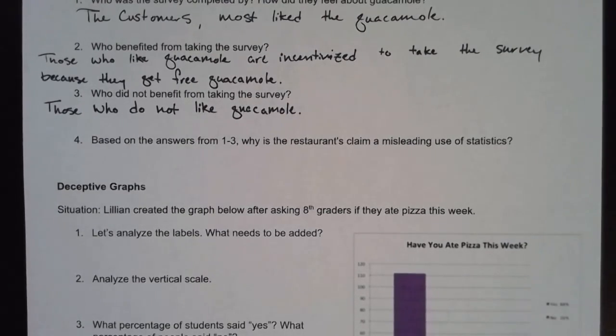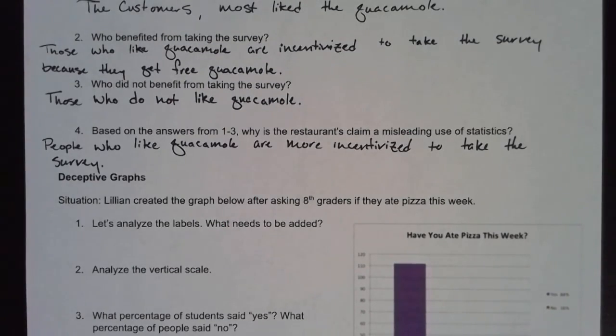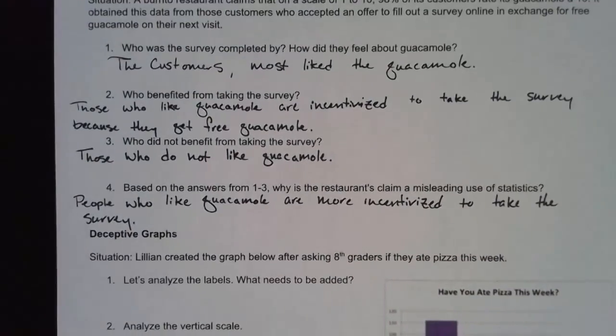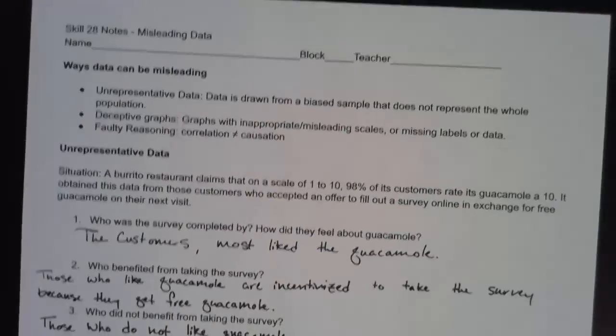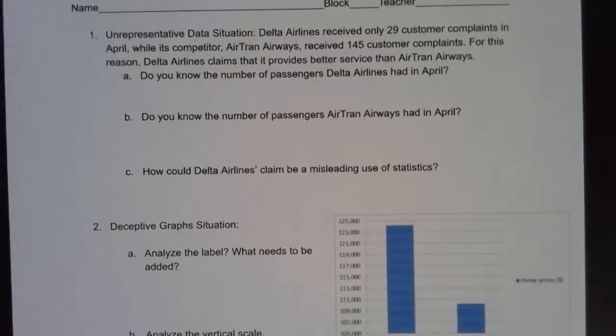Next question, it says, based on the answers from 1 through 3, why is the restaurant's claim a misleading use of statistics? So for this, I said people who like guacamole are more incentivized to take the survey, based on what we said in these previous answers. Okay, so let's go ahead and take a look at the first You Try here.